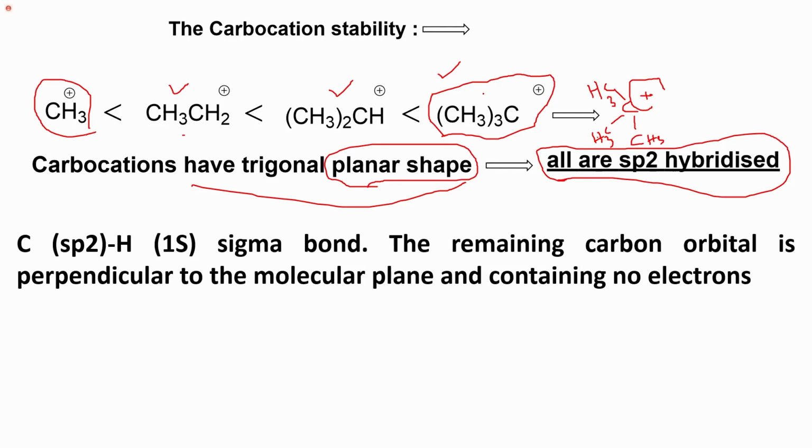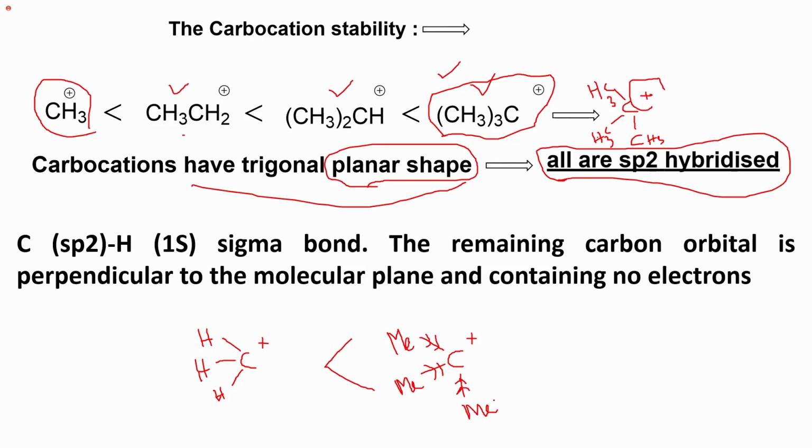Now we'll talk about why this is the more stable carbocation. If you compare CH3 plus and the C(CH3)3 plus, this carbon contains 3 methyl groups, but the other carbon contains only 3 hydrogen atoms. Why is it more stable? Because it contains 3 methyl groups, and this carbocation gets stabilized through methyl hyperconjugation of this structure.